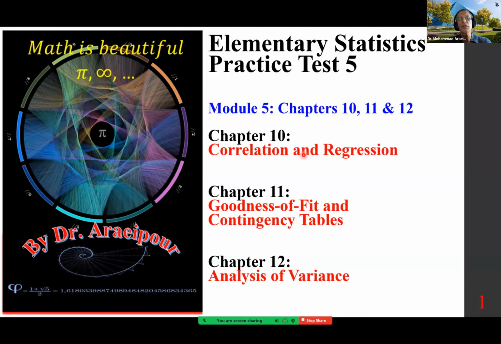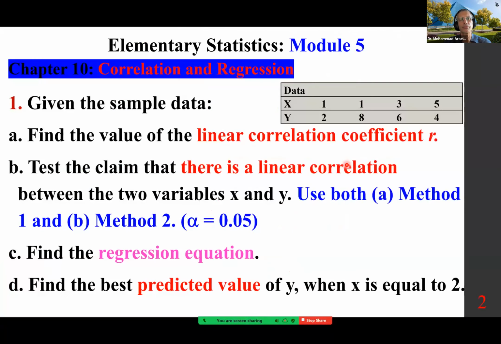Now we're going to look at Chapter 10, Correlation and Regression. So we're looking at Chapter 10, Correlation and Regression, and we want to answer these questions.